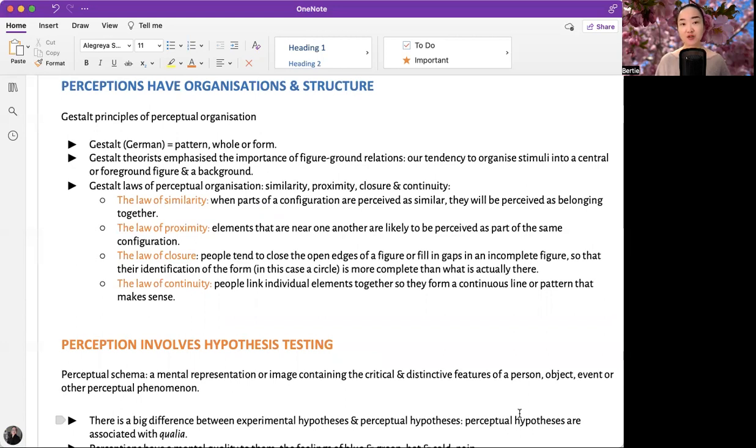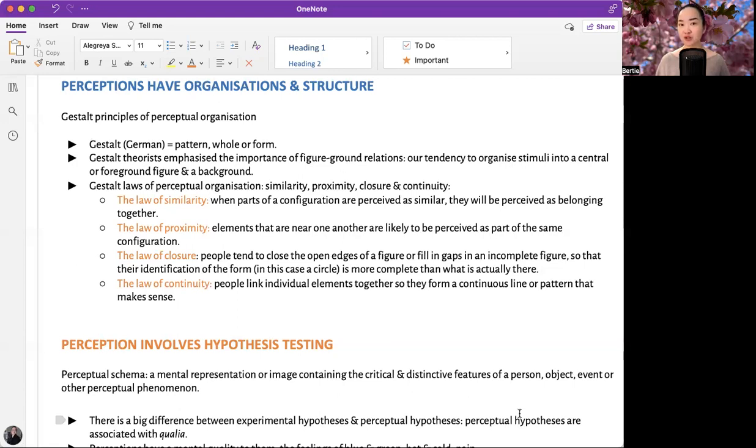Gestalt laws of perceptual organization: similarity, proximity, closure, and continuity. The law of similarity. When parts of a configuration are perceived as similar, they will be perceived as belonging together. The law of proximity. Elements that are near one another are likely to be perceived as part of the same configuration.